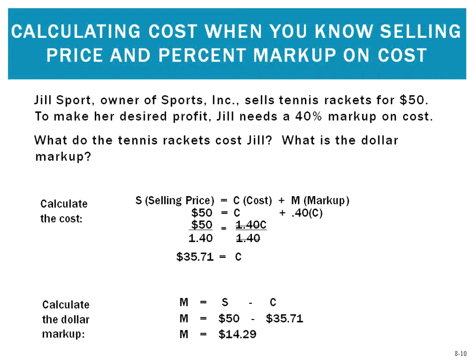35.71. Okay? So now we know that we have to buy this tennis racket, we have to buy this business for $35.71 at the most, so that if we have a 40% markup, we can sell it for 50 bucks. Okay? So now let's check on our calculation. Our markup is equal to selling price minus cost. Our selling price is 50. Our cost is 35.71, and so now our dollar markup is 14.29.